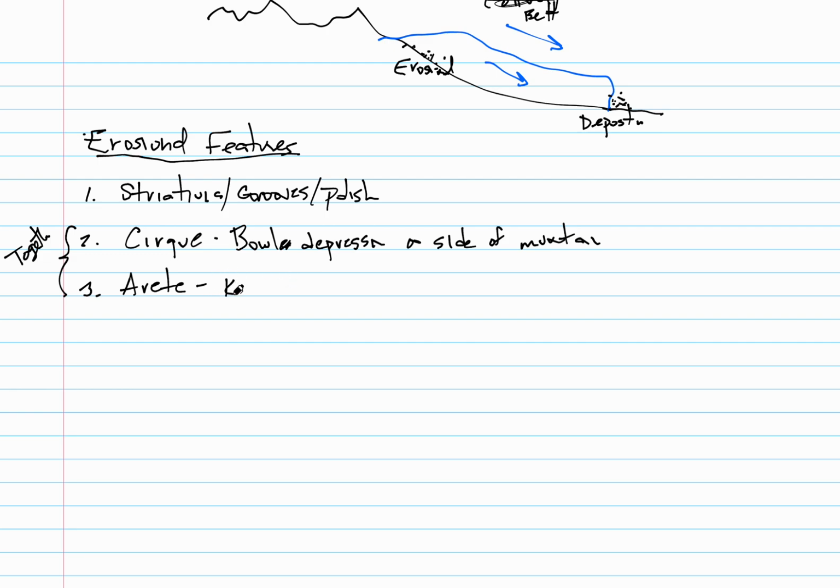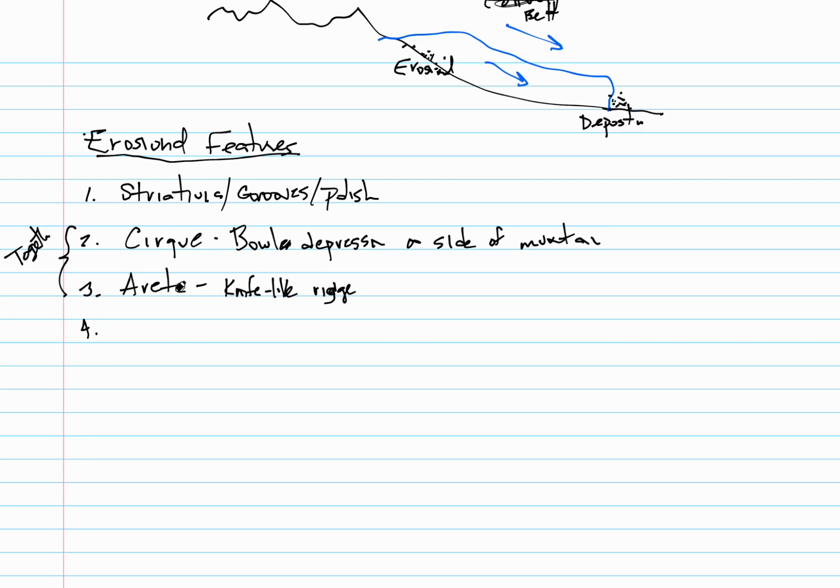An arête is a knife-like ridge. If you have a glacier on one side in one valley, and you have a glacier in another valley, they're carving towards one another, and they can create these knife-like ridges. And so cirques and arêtes are occurring high in mountains, and they're associated with one another.